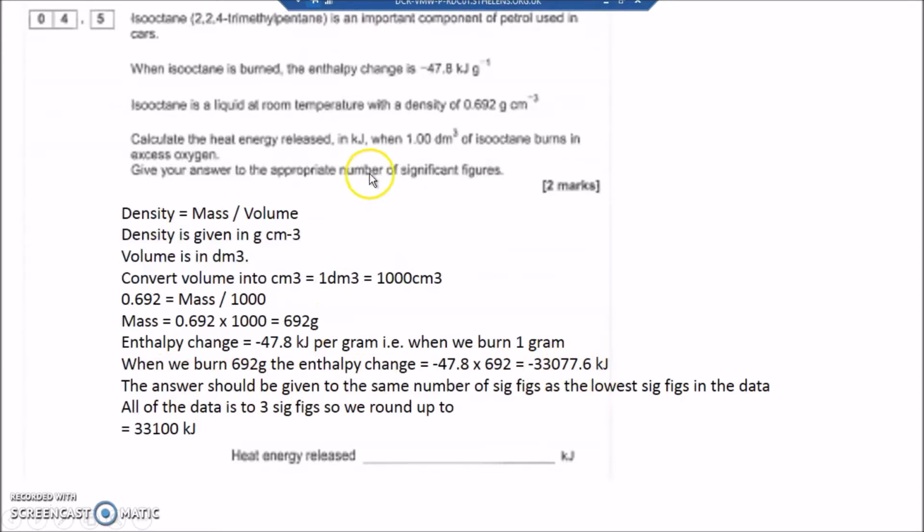The answer should be in the same number of significant figures as the other values. 1, 2, 3 figures. 0 doesn't count to the left. 692 is 3 significant figures. 1.000. I've got to try and get it to 3 significant figures. I'm never going to get this to 3 significant figures, but I need to get it to 3 numbers at least. I need to round it up. 331, 3 whole numbers, and then with 2 zeros at the end. That's the best that I can do.